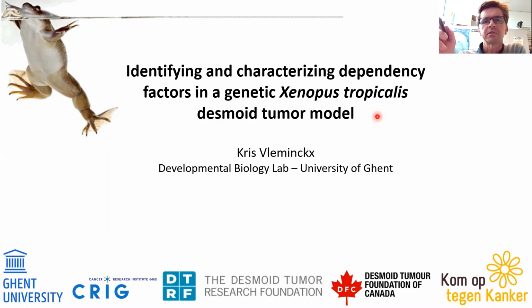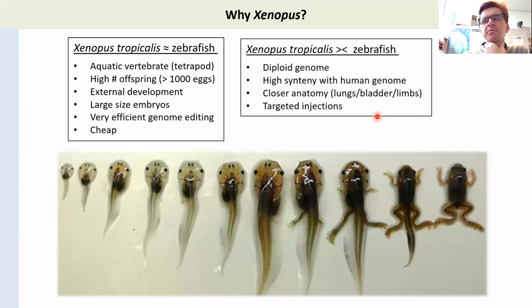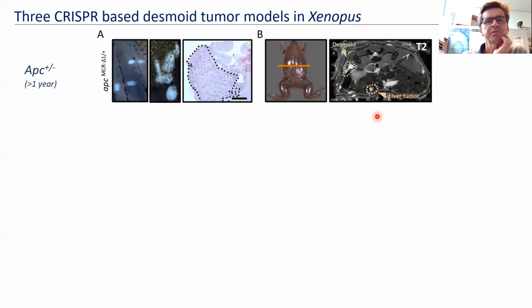I want to give an update of our Xenopus tropicalis desmoid tumor model. As a quick reminder, why do we use Xenopus? Similar to zebrafish, the embryos develop externally, are easy to access, and are easy to inject with compounds like CRISPR reagents. So we have very efficient genome editing in this animal. However, unlike zebrafish, Xenopus tropicalis features a diploid genome, which is highly syntenic to the human, and also has a closer anatomy.